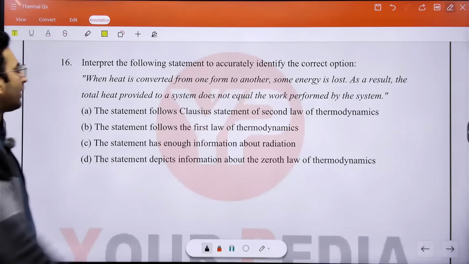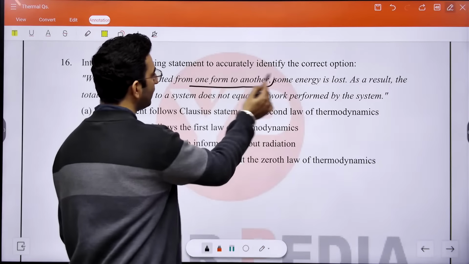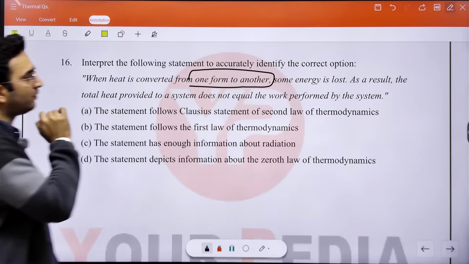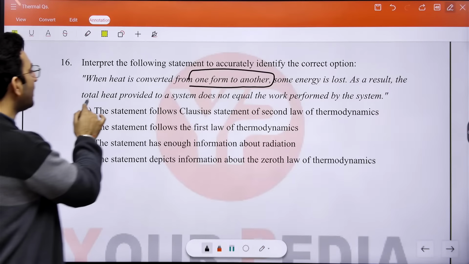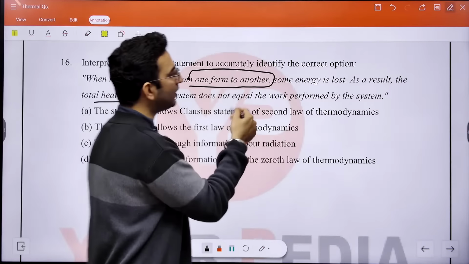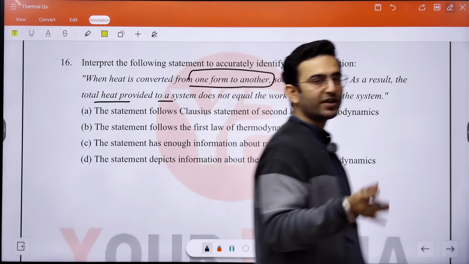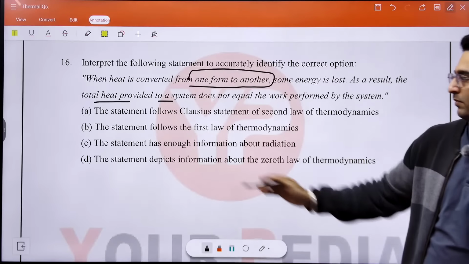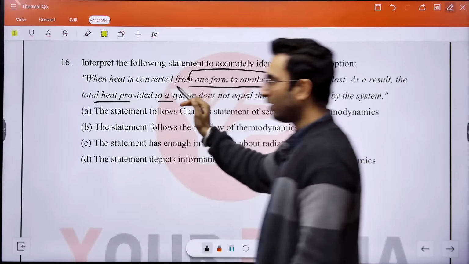When heat is converted from one form to another, some energy is lost. As a result, the total heat provided to a system does not equal the work performed by the system. What can be the answer? A, B, C, D.